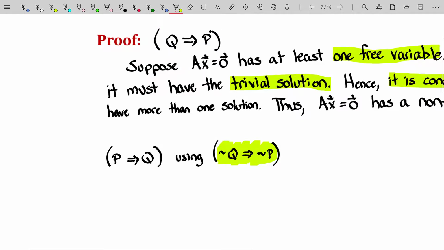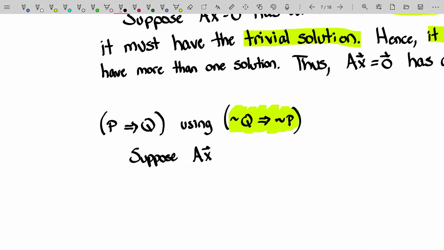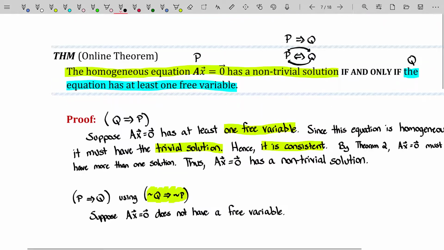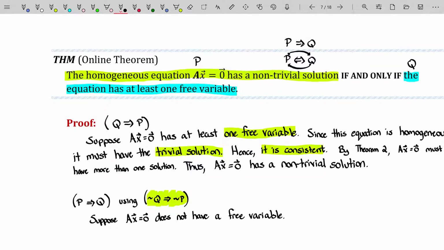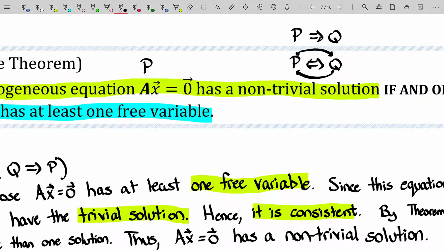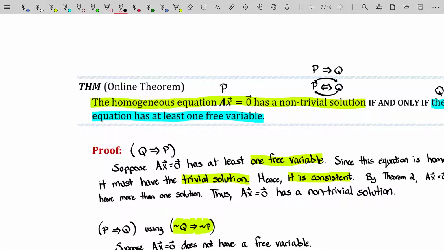So let's go ahead and take a look at what we called Q in our statement above, and we'll take the negation of it, the opposite of it. We're going to suppose that the homogeneous equation does not have a free variable. Simple enough of a statement. We want to arrive at the negation of P. That is, we want to arrive at the fact, or the hopeful fact, that the homogeneous equation has a trivial solution and only the trivial solution. In other words, there's not a non-trivial solution.